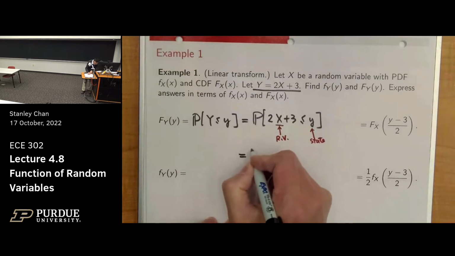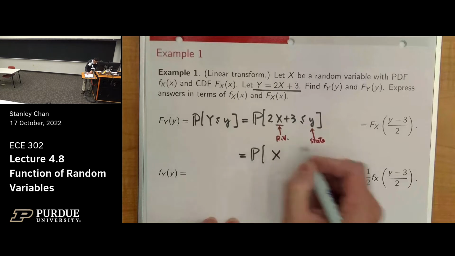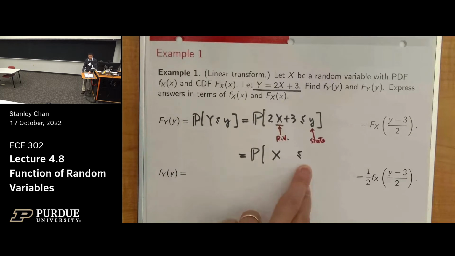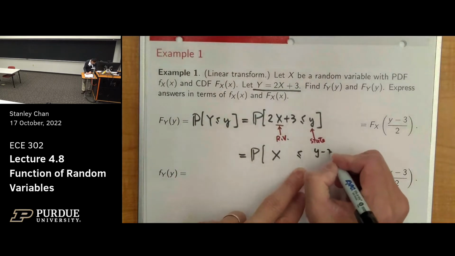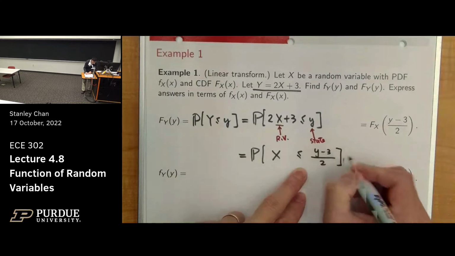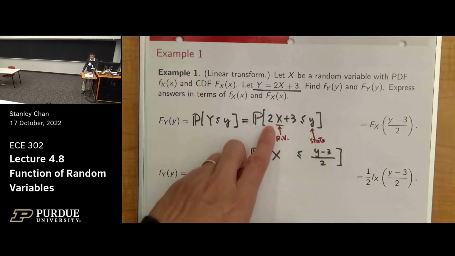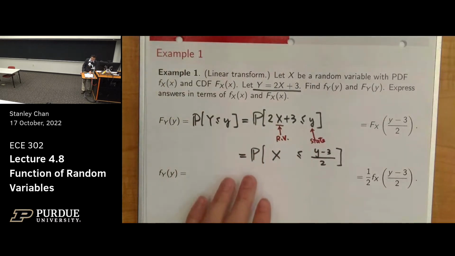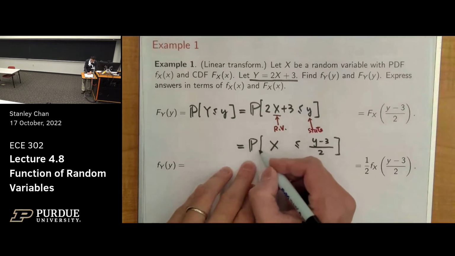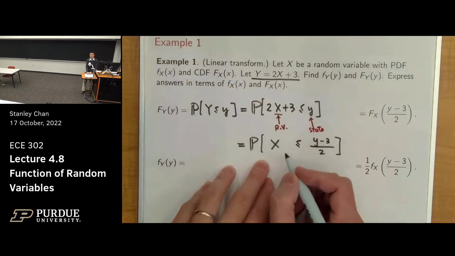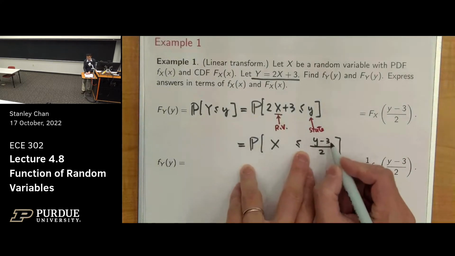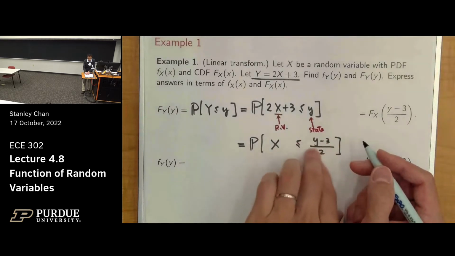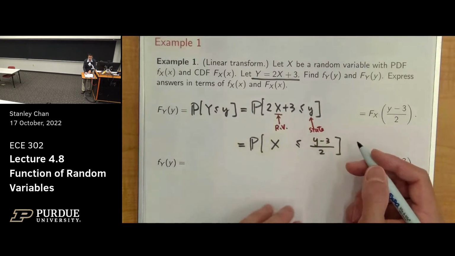So let us express this probability in terms of X. I want to say X is less than or equal to something, and this something would be (y minus 3) divided by 2. I just move around the terms. Then you can see that here I am evaluating the probability of the random variable X at the point (y minus 3) divided by 2. So this is just a number. It's the state that you are evaluating.